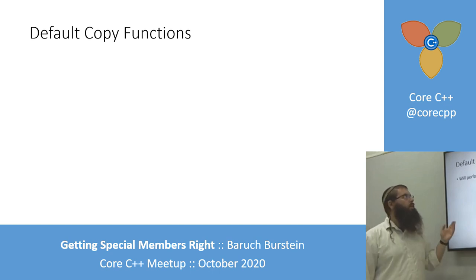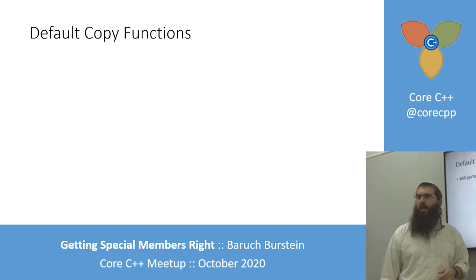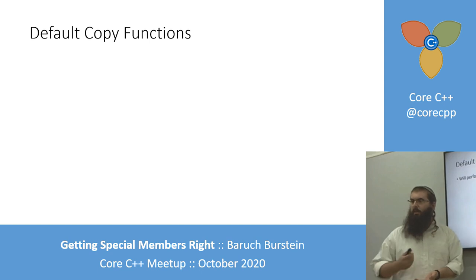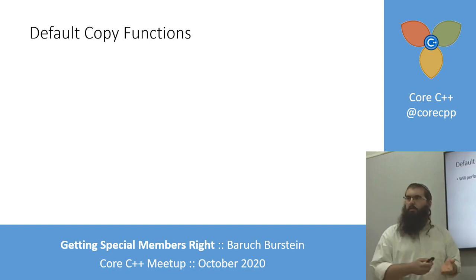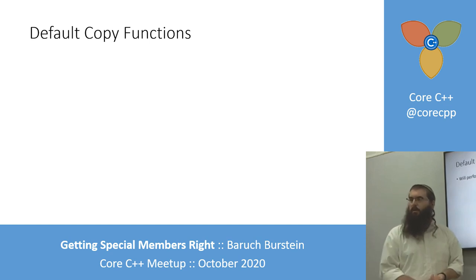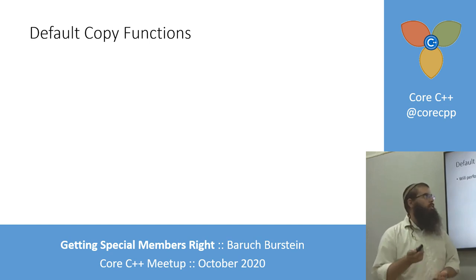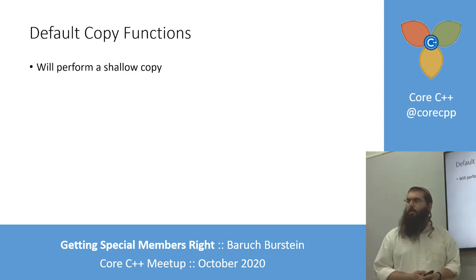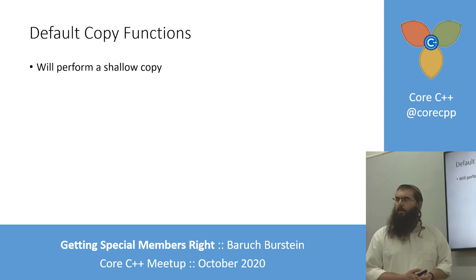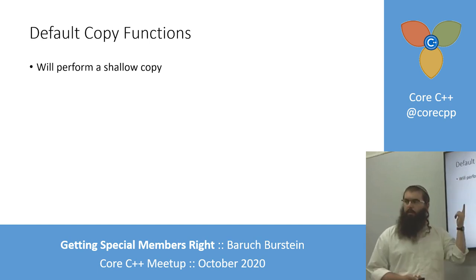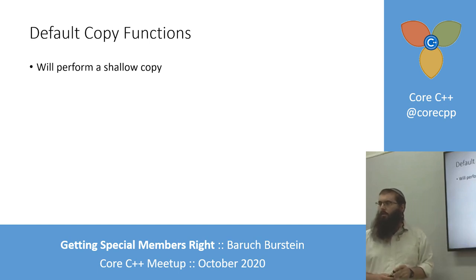You mentioned the rules of 3 and 5. That's right, now we're talking about the default implementations. When we get to the user implementations, we'll get to that. The default copy functions need special attention. The copy constructor and copy assignment operator have a few more rules than the other four special ones. First of all, they will perform a shallow copy, which is important to pay attention to. If there are any pointers or references, it will not dereference them before it copies. It will just copy the pointer or the reference.